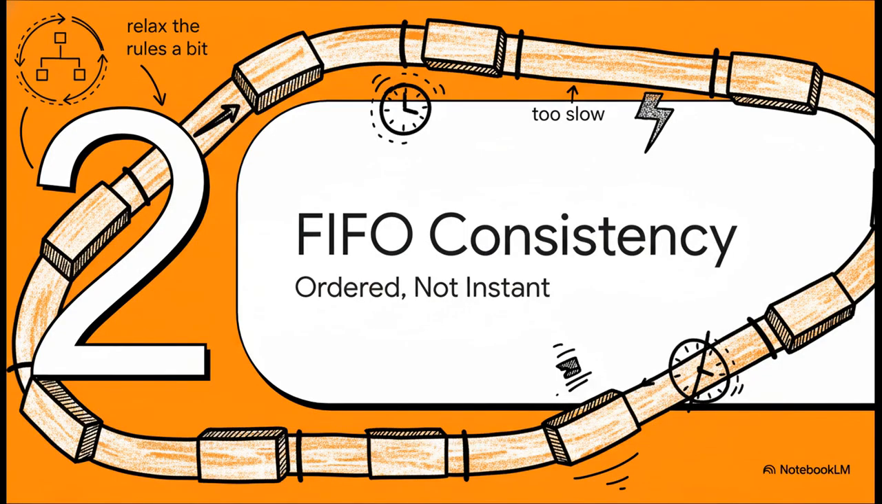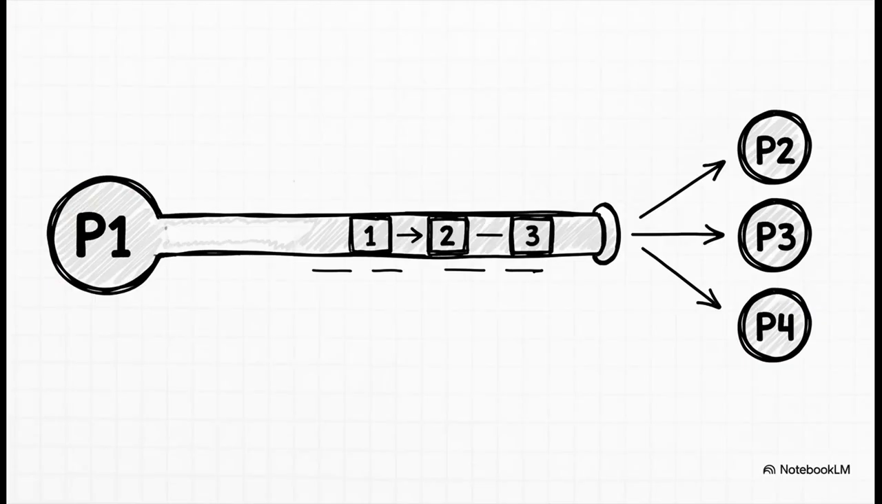Okay, but what if that instant, real-time guarantee is just too slow for what we need? What happens if we decide to relax the rules just a little bit? Well, that brings us to our next model, FIFO Consistency. So now, watch P1, it goes on a little writing spree. First, it sets X to 1, then to 2, and then to 3.